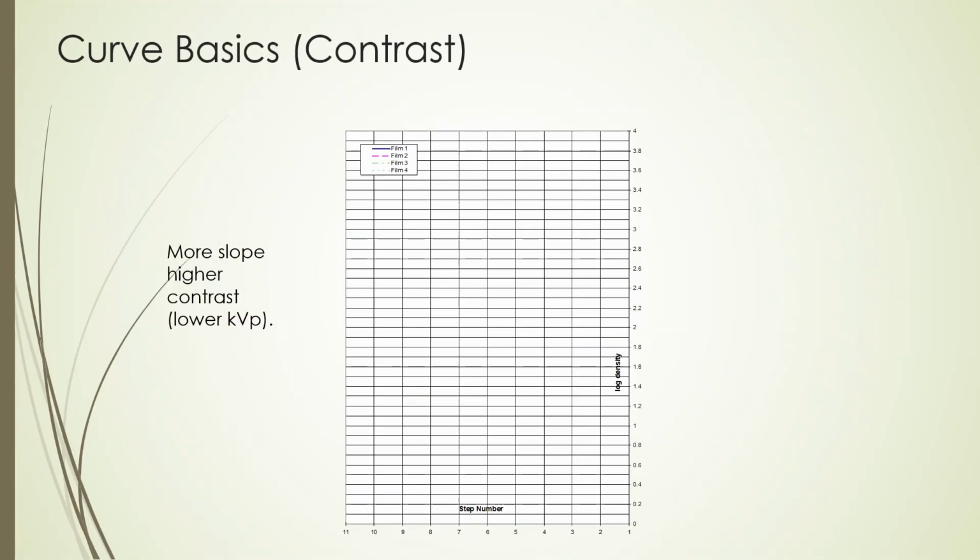If you haven't yet figured it out, the steepness or slope of the curve indicates the contrast of the image. In this first curve, note the difference in density between steps 5 and 6 is 0.65 log density units. Here is a second curve, and it is obviously steeper than the first. If we measure the log density difference between steps 5 and 6, we can see that the difference has increased to 0.80 log density units.